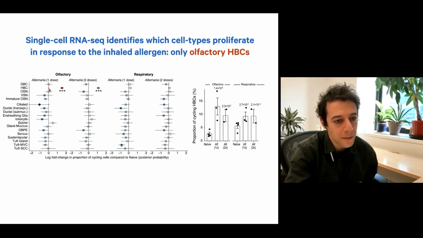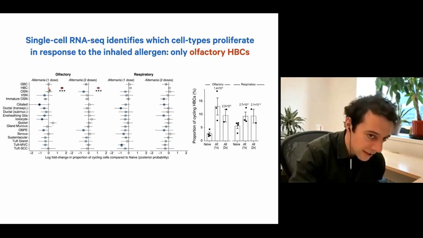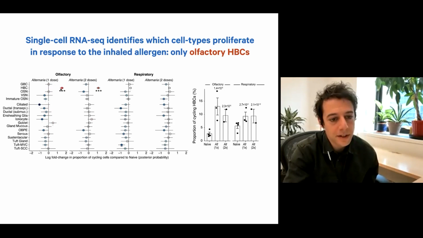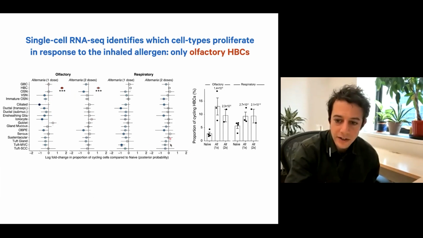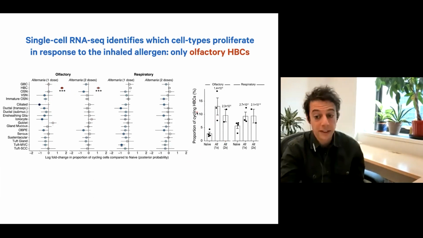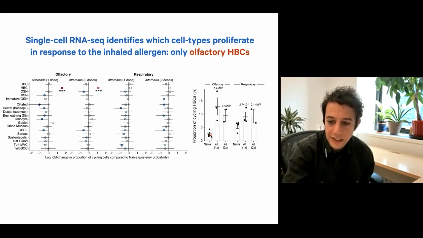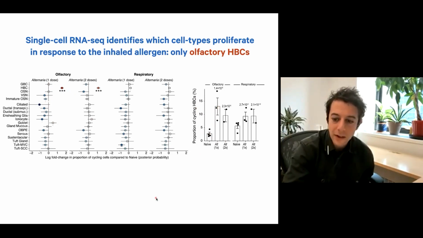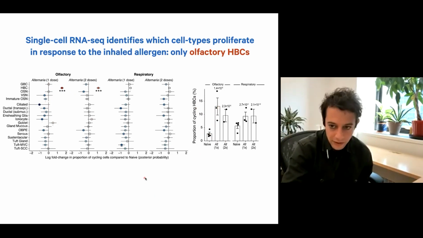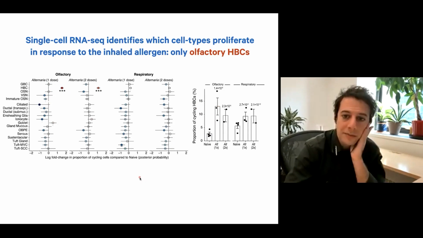But we saw that, sorry, this is after Alternaria treatment. We saw that only the stem cell compartment, only the HBC subset showed this really stark increase in the proportion of proliferating cells. And here's another way of visualizing that same data by just saying, what's the proportion of proliferating HBCs inferred from the single cell data? In the olfactory epithelium, it goes from like 2% up to 12 or 13%.